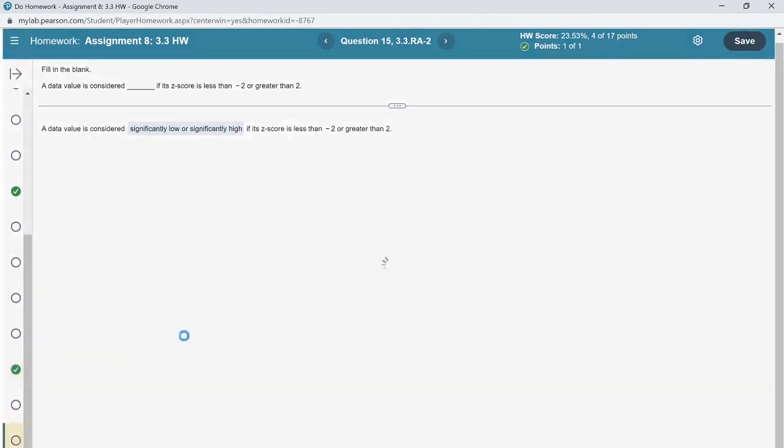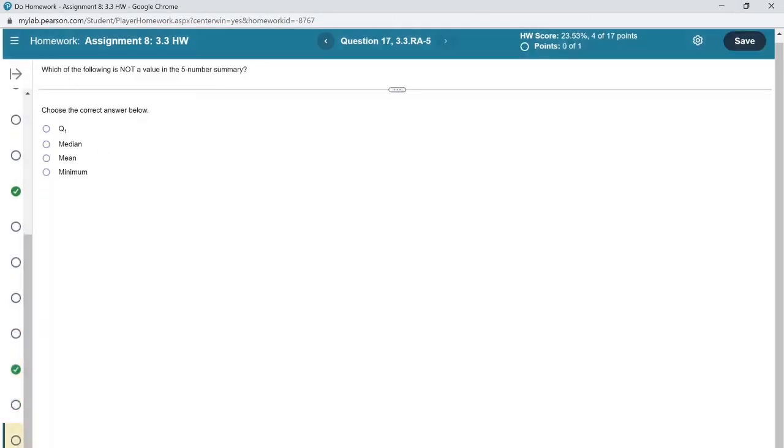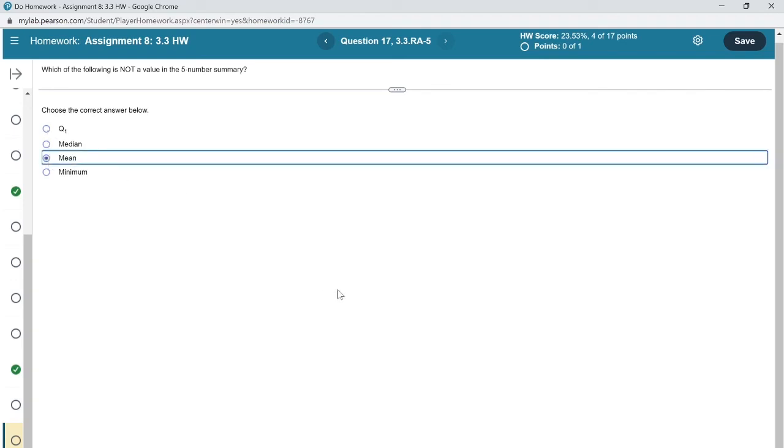Finally, let's look at the last problem. Which of the following is not a value in the 5-number summary? Remember, in the 5-number summary you have the minimum value, maximum value, quartile 1, quartile 2, and quartile 3. Quartile 2 means median, Q1 is quartile 1. The mean is not in the 5-number summary.